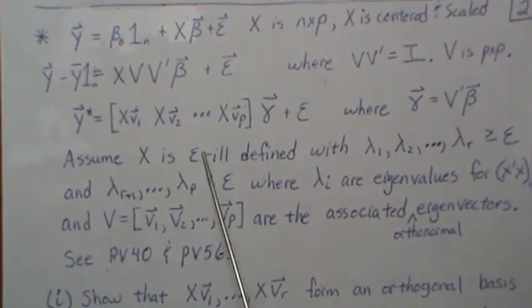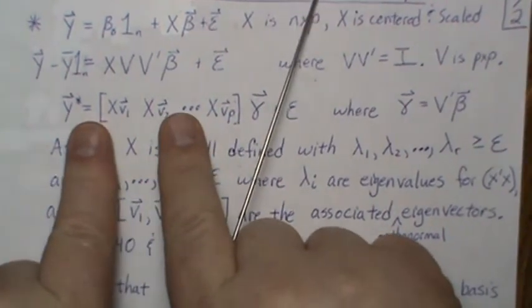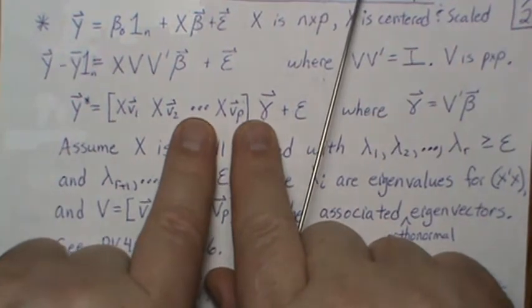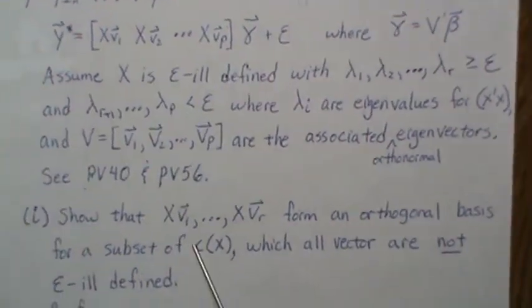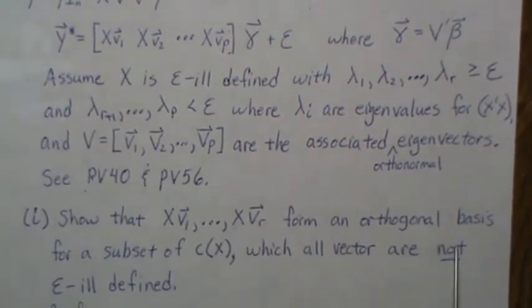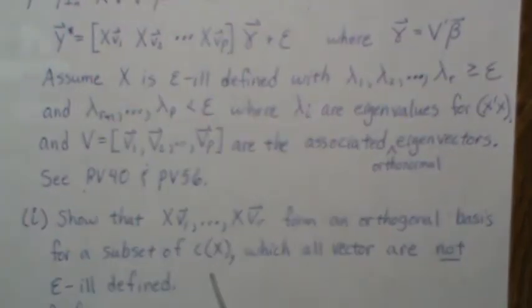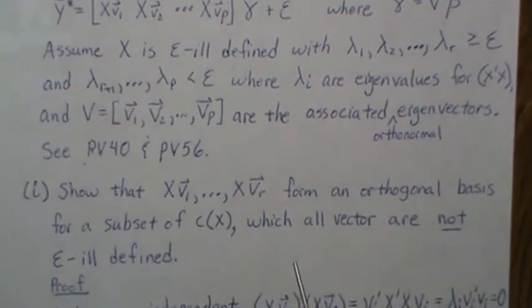But here we want to just show that we can split this matrix into the good information and the ill-conditioned information, vectors that are really small. So let's show that the first r vectors form an orthonormal basis, an orthogonal basis, for a subset of the column space of X, in which all vectors are not ill-conditioned.